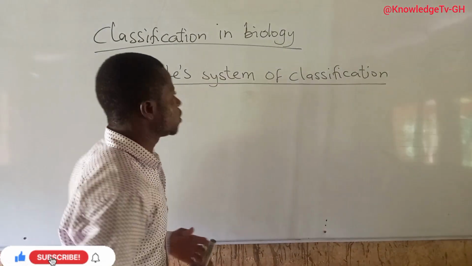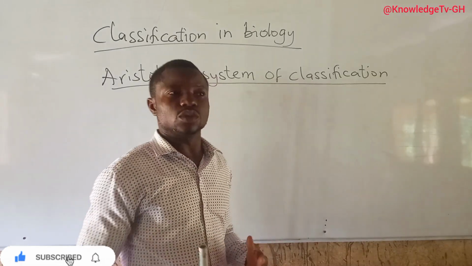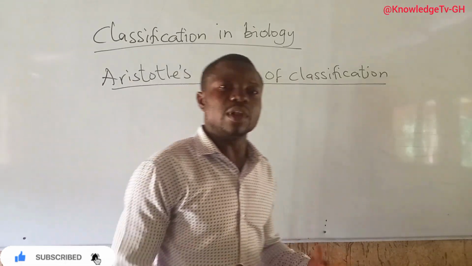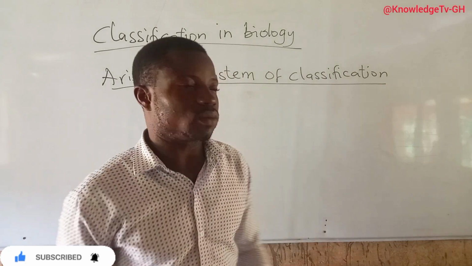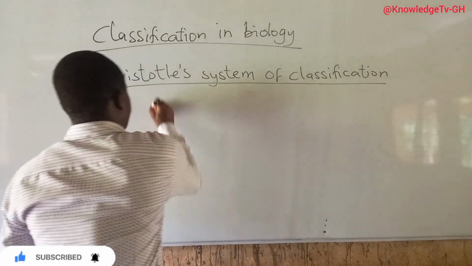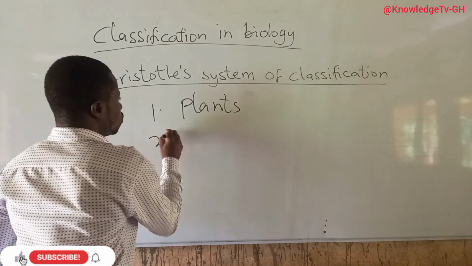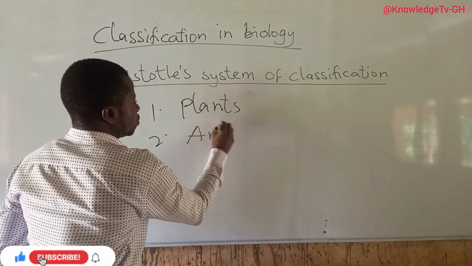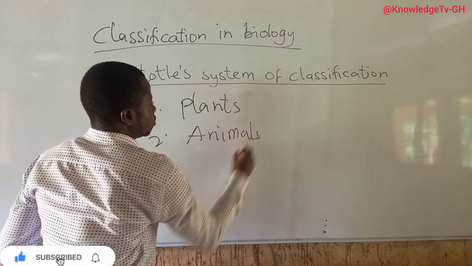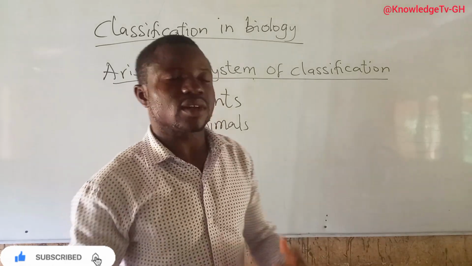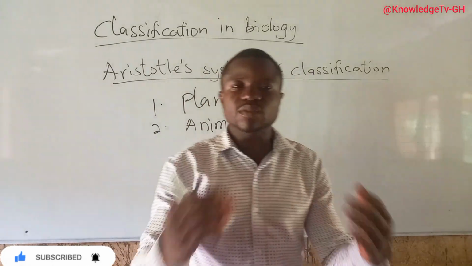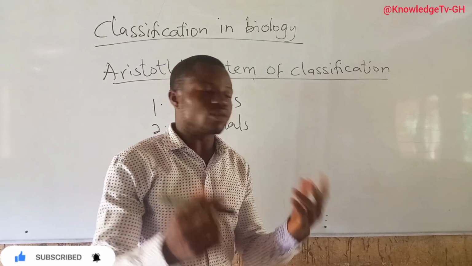Aristotle classified living things into two main groups, namely plants and animals. So we have plants, number two, animals. Let us take a look at how he classified plants. He classified plants also into three main groups.